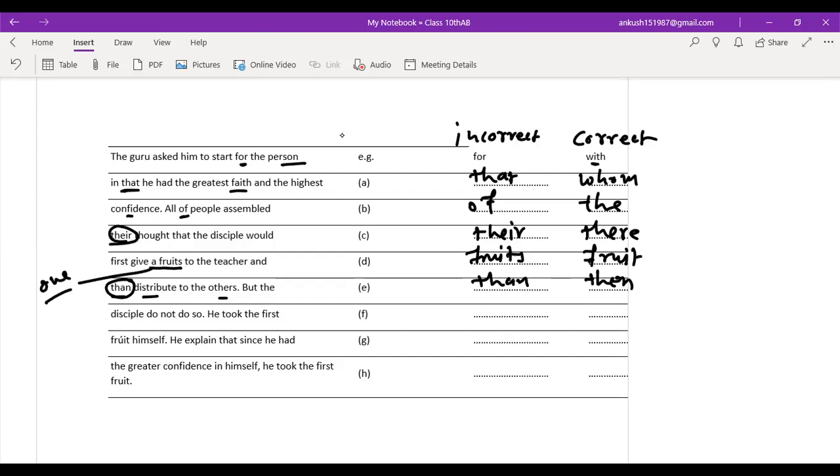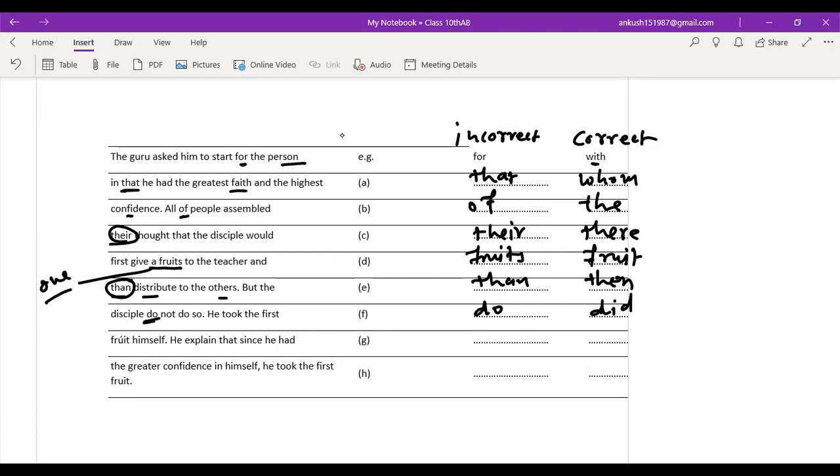Then distribute to the others, but the disciple do not do so. Do not do so. He took the. So do will be incorrect. Definitely do is incorrect. But the sentence or the whole paragraph is written in past tense. So do would not be replaced with does. It would be replaced with did. Are you getting the point? How to find the incorrect word? Yes. Okay. Now he took the first fruit himself.